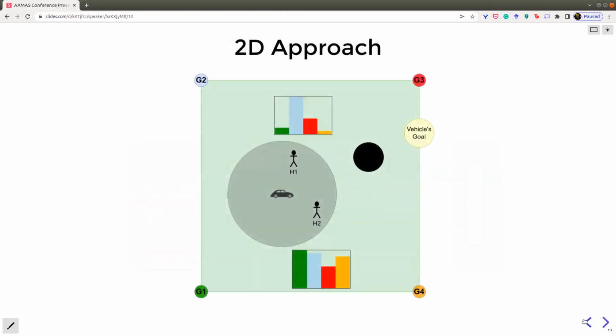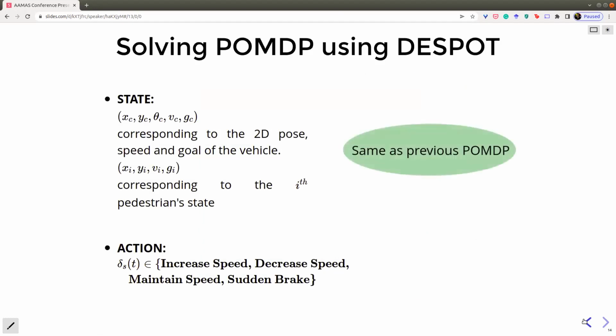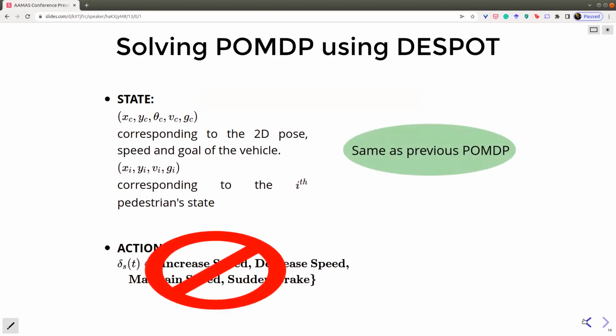Consider the same environment and belief over pedestrian 1 and 2's goals as before. We use this to formulate a POMDP for both heading and speed control. The state for this POMDP is the same as the state for the POMDP in the 1D A-star approach. However, the action is different. In our approach, we give the POMDP control over both change in heading, delta theta, and change in speed, delta s. DESPOT performs a tree search to determine the best possible control for the vehicle.